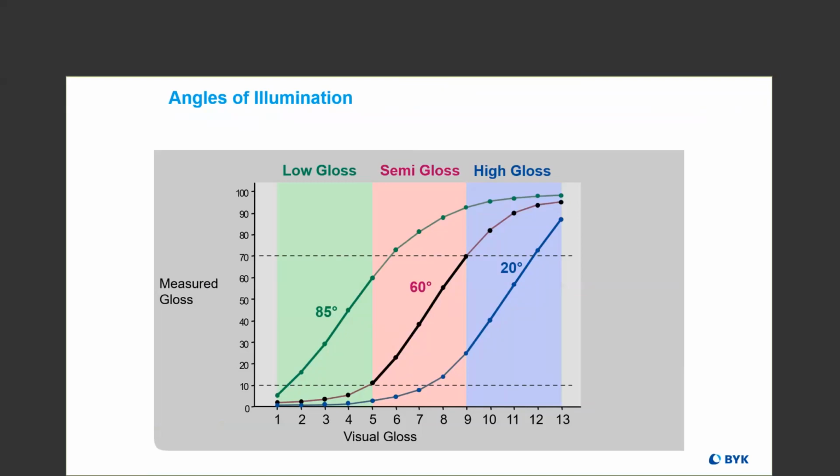And so a reading of 80 gloss units on one material might be equivalent to a reading of 100 gloss units on a different material. It's a relative measurement. So just make sure that you're comparing it to the right things.